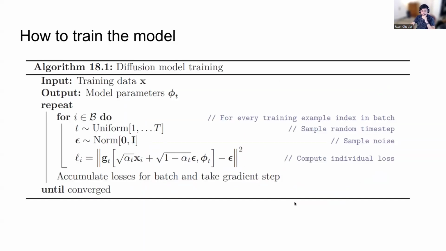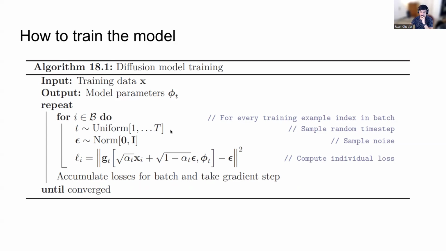So how do we train this model? Here's their pseudocode implementation of it. We assume that we have some training data, the kind of images that we want to generate. We have some model, so that would be some UNet. And then we want to iterate through our whole batch of data across the indexes.